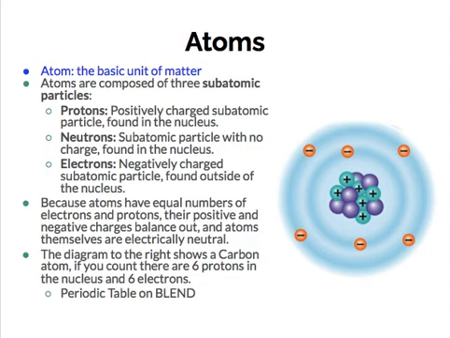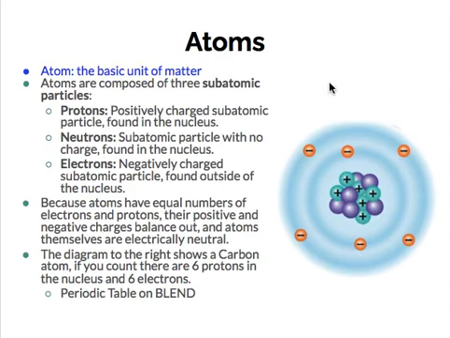Because atoms have equal numbers of electrons and protons, their positive and negative charges balance out, and atoms themselves are electrically neutral. The diagram here on the right shows a carbon atom, and if you count, there are 6 protons in the nucleus and 6 electrons outside the nucleus.